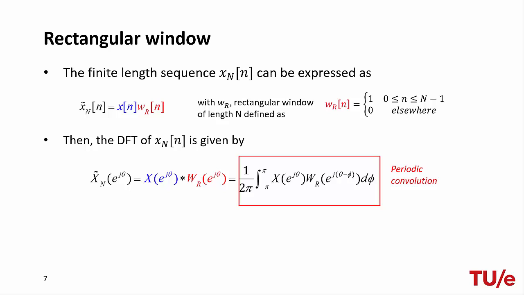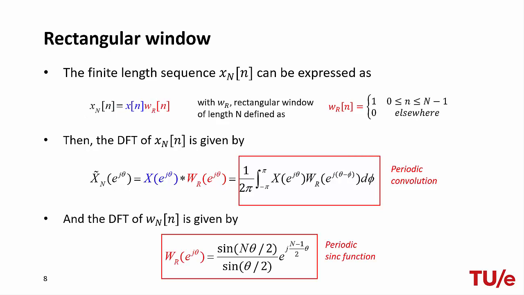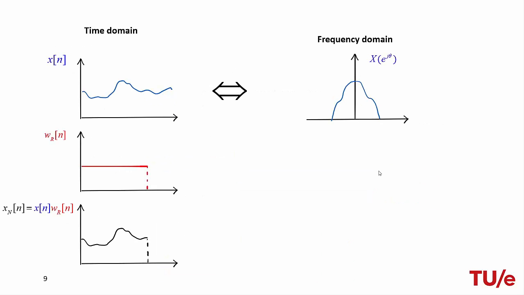Recalling that multiplication in the time domain is equivalent to convolution in the frequency domain, to obtain the Fourier transform of a windowed signal, we need to convolve the Fourier transform of the original signal by the transform of the window. For a rectangular window, the Fourier transform is given by a periodic sinc function.